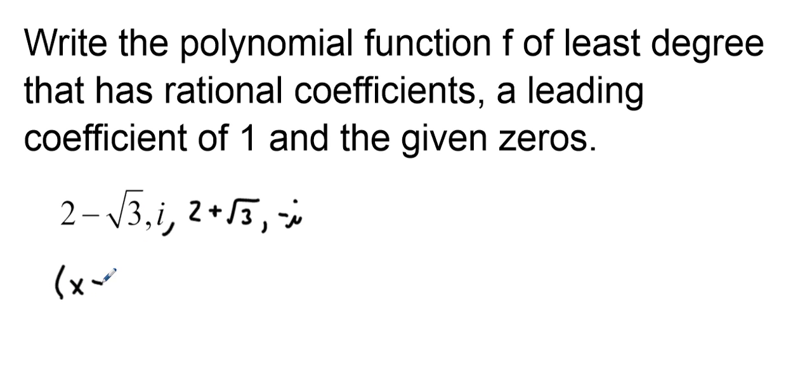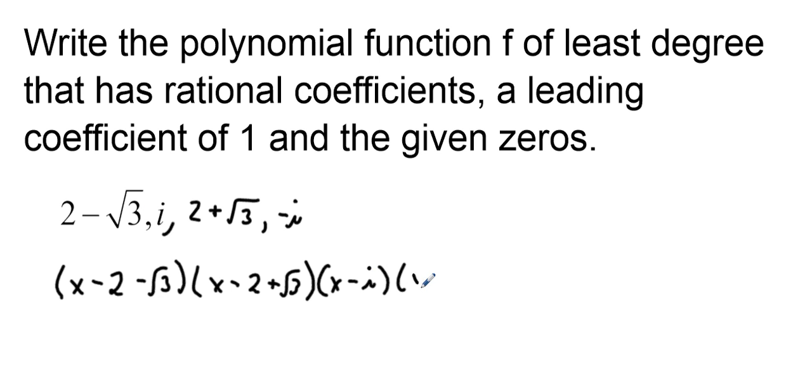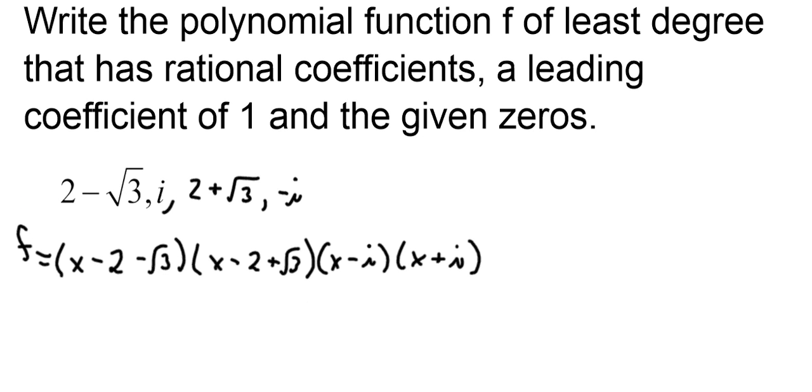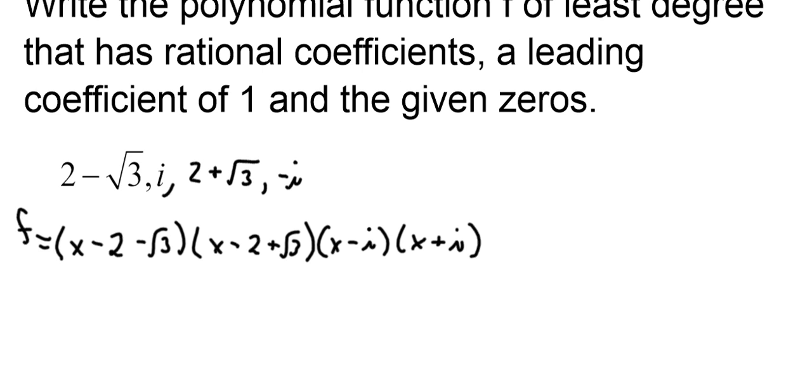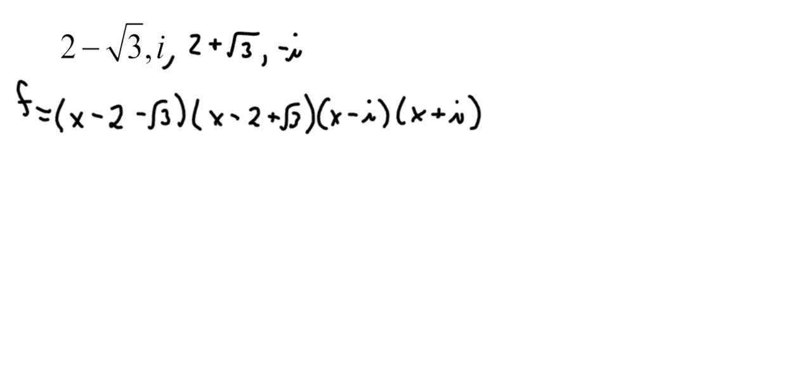We're going to have x minus 2 negative square root of 3. Then x minus 2 plus square root of 3. Then x minus i, and then x plus i. It's always x minus values, and that's what f is going to equal. We're looking for least coefficients with rational coefficients, so we have to get rid of these i's. These are rational numbers.